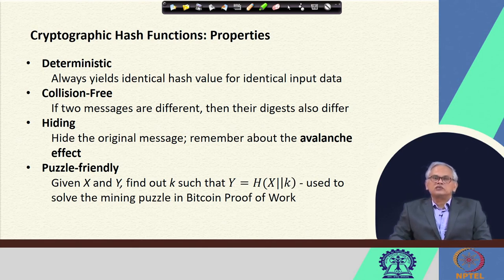This is what is called puzzle friendliness, and it is very commonly used for solving what we call the mining puzzle in blockchains like Bitcoin. It is one important pillar of construction called the proof of work. Of course, in other blockchains similar concepts can be used, but we will discuss this concept of proof of work in more detail in the context of the Bitcoin blockchain.